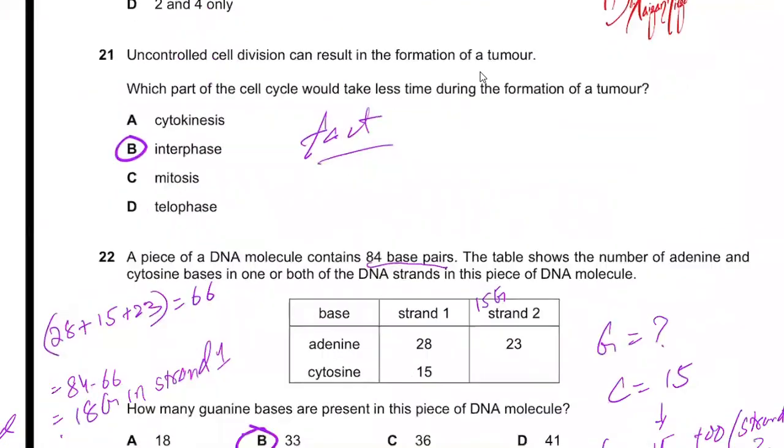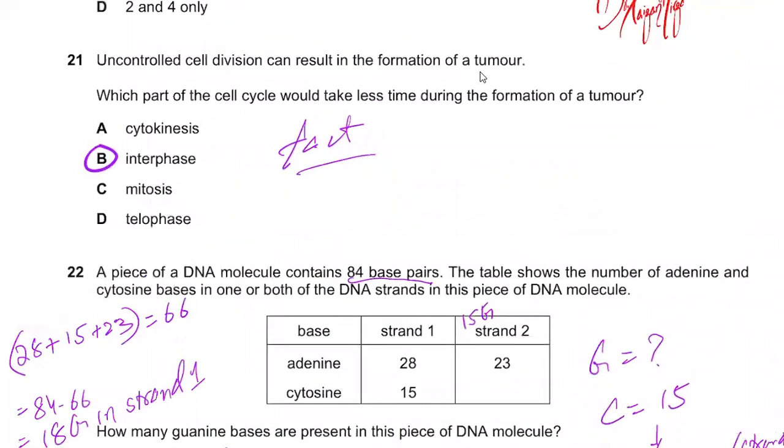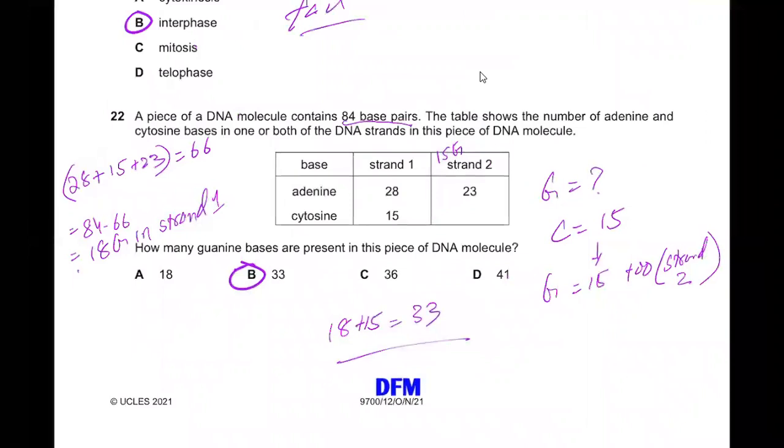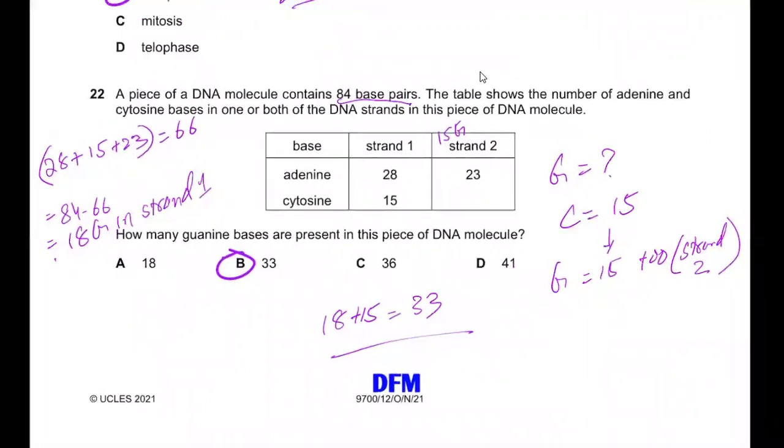So let's start with question 21. Uncontrolled cell division can result in the formation of tumor. Which of the cell cycle stage will be occurring fastest in tumors? The fastest stage is interphase because interphase is where abnormality can arise and it can go unchecked and results in the formation of tumor. Because if interphase were going gradually as it is supposed to go, the cell cycle would make sure that abnormal cell doesn't accumulate inside the tissue. So interphase will be short.